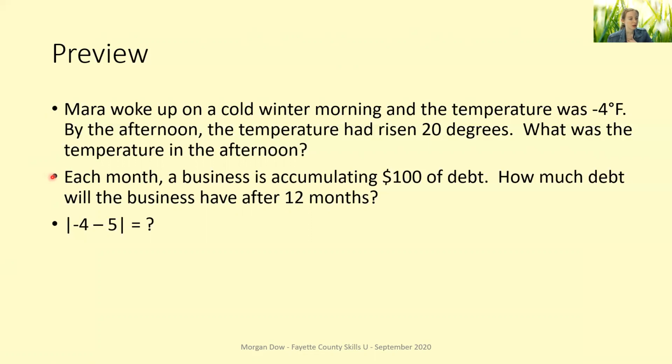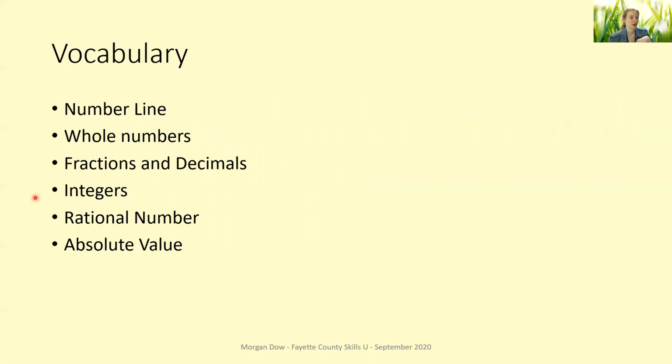The second example here says each month a business is accumulating $100 of debt. How much debt will the business have after 12 months? And then our last example here, it says what is the absolute value of -4 minus 5? All right, let's get into it.